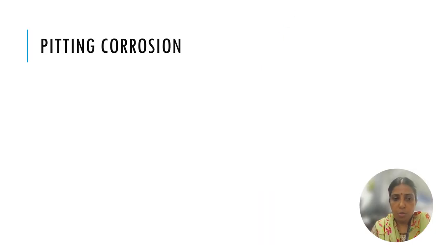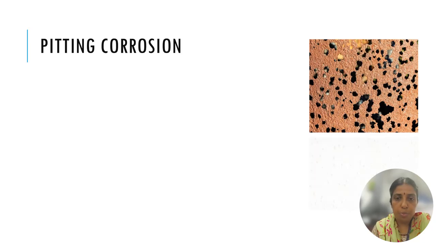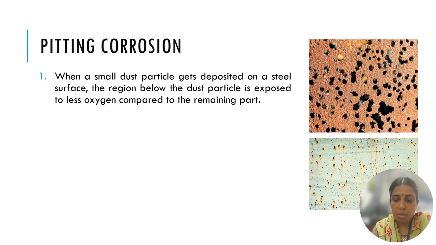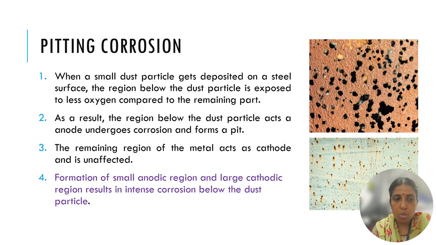So next is pitting corrosion. We would have seen some structures like this when we come across different metal structures, right? Where we just see a small dot and we assume that nothing much would have happened to the structure. But this is a type of corrosion known as pitting corrosion, where a small dust particle gets deposited on a steel surface, and the region below the dust particle acts as an anode as it has very little oxygen, and the remaining surface becomes the cathode.